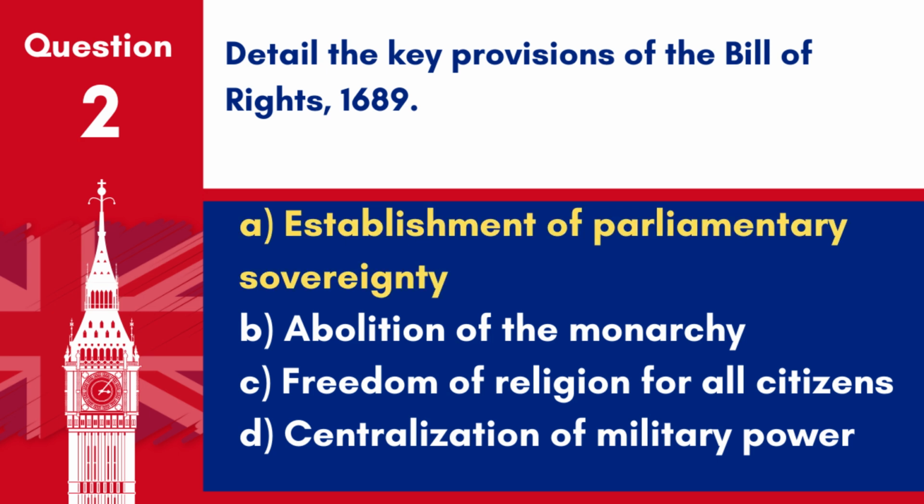Answer. A. Establishment of parliamentary sovereignty. The Bill of Rights, 1689, established parliamentary sovereignty and limited the powers of the monarch.